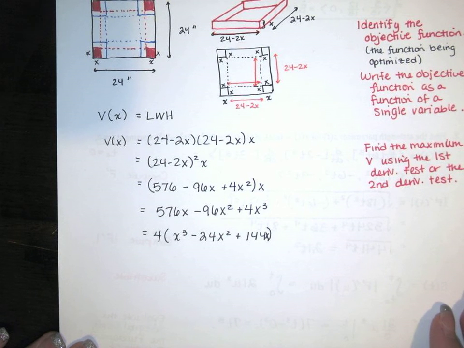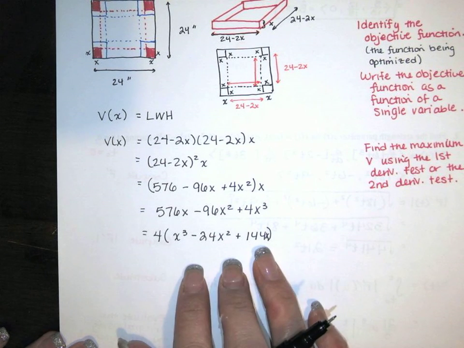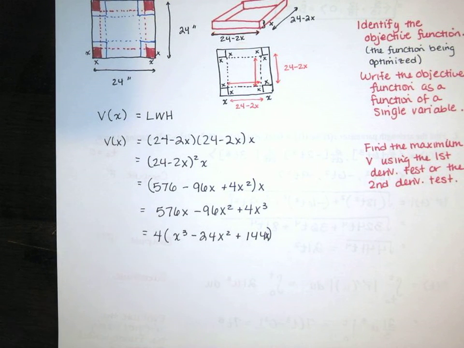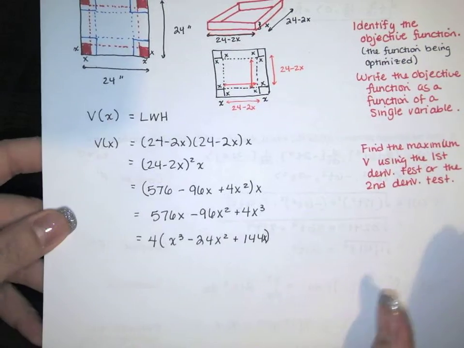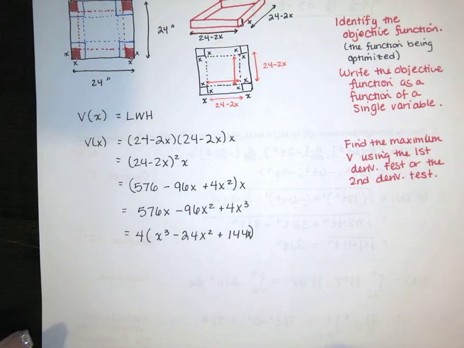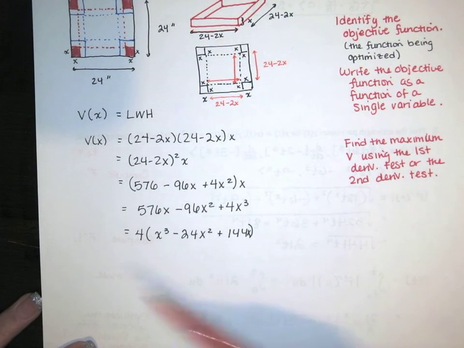And now I want to find the maximum volume. So we're going to find the maximum volume using the first derivative test or the second derivative test. Either one is fine. But the first thing we always do is we take the derivative and we set it equal to 0 to find the critical points.